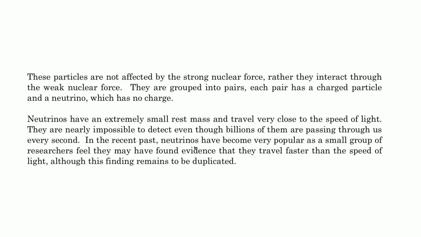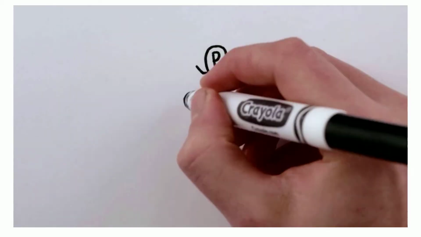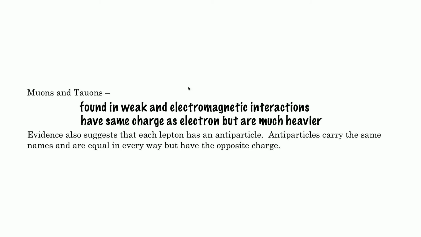In the recent past, of course, neutrinos became very popular because a small group of researchers thought that they may have discovered neutrinos that travel faster than the speed of light, although it really hasn't been duplicated. And so I think they didn't actually find neutrinos that traveled faster than the speed of light. But there's a Minute Physics video, which is right there. I play it in class. It's a Minute Physics video that you should definitely watch about faster than the speed of light neutrinos.